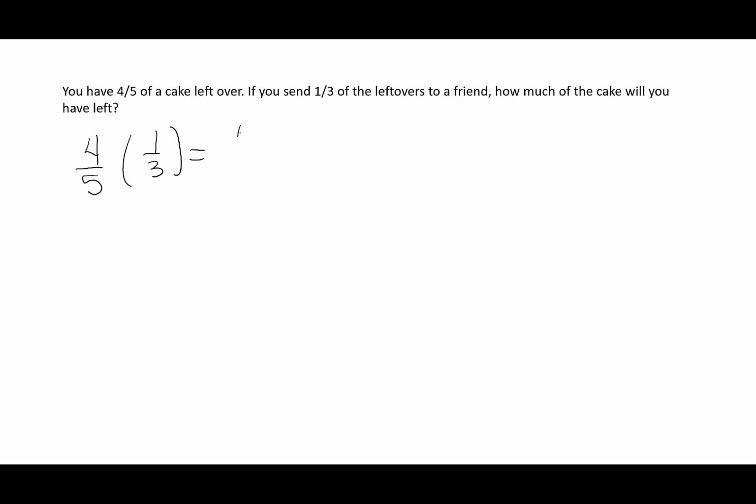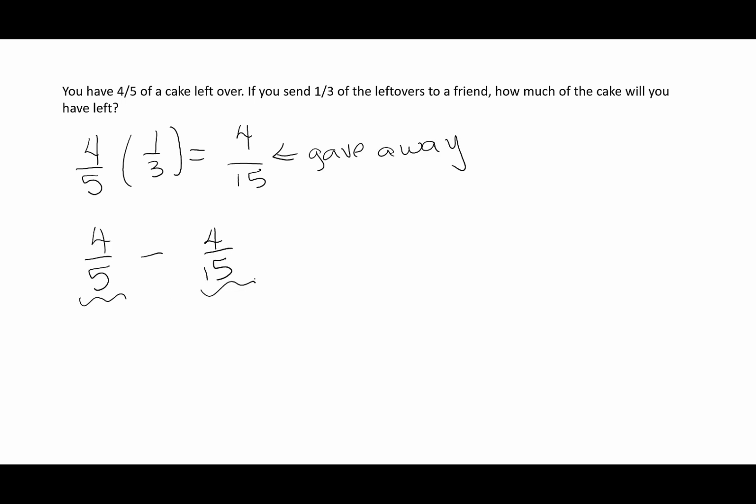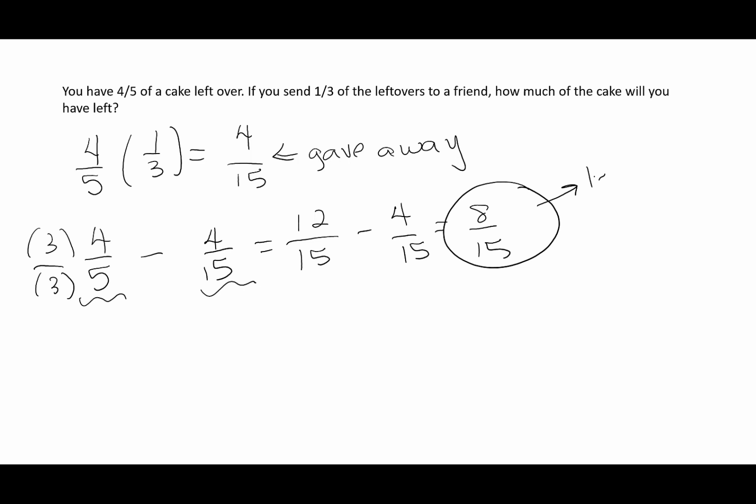4 times 1 is 4. 3 times 5 is 15. We gave this away. So we want to say, what do we have left? So we had 4 over 5, and we gave 4 over 15 away. So to subtract, I need a common denominator, which this time would be 15. So this says 3 times 4 is 12 over 15. Then I have 4 over 15. 12 minus 4 is 8 over 15. So this is what I have left.